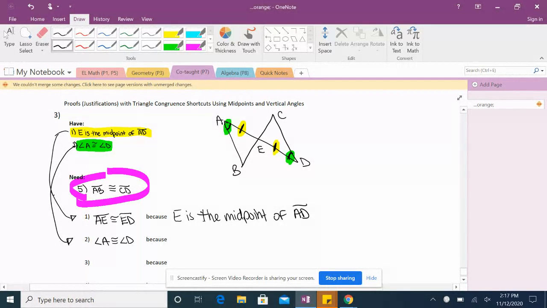Angle A is congruent to angle D because I have this information.